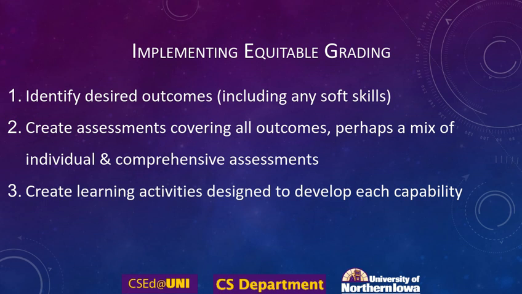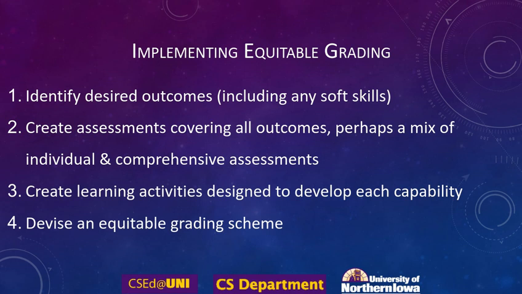And then we added this 4th step here. Once we've done all of that, then we should sit down and make sure that we have an equitable grading scheme. Okay, I know how they're going to learn. I know how I'm going to check if they learn. Now, how can I evaluate them so that it's accurate, so that it's bias resistant, so that it's motivational?